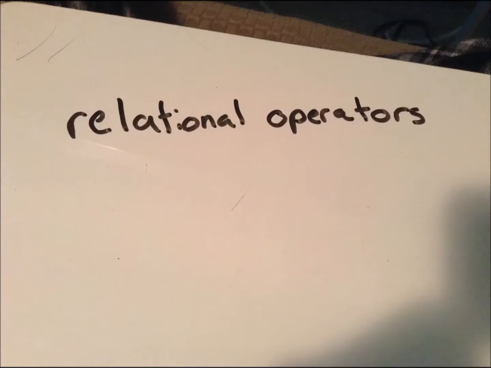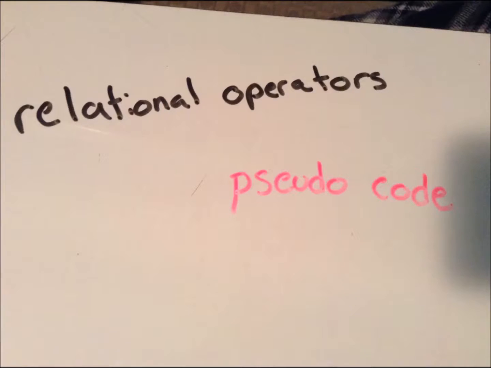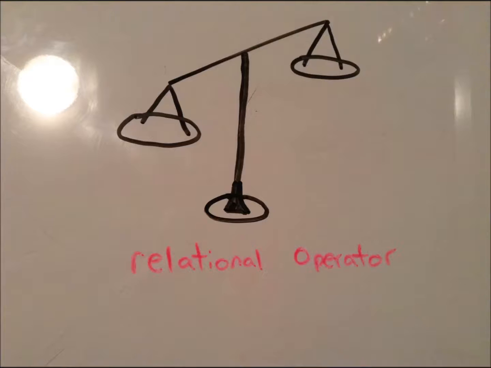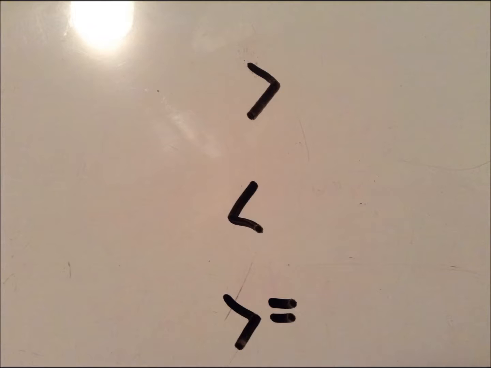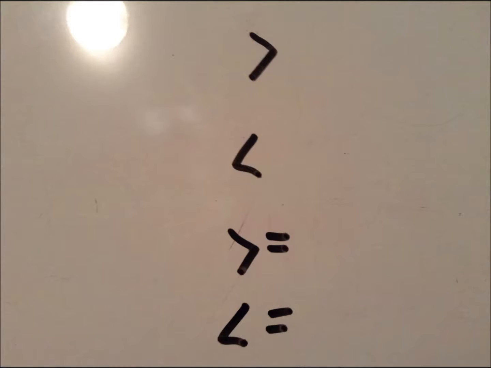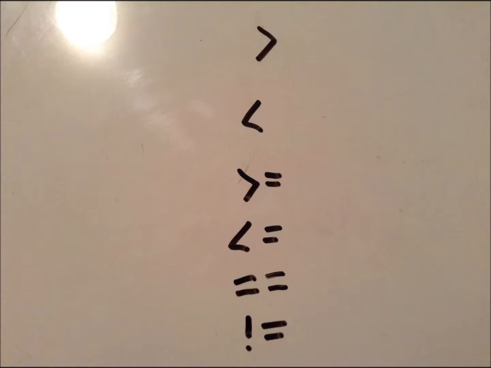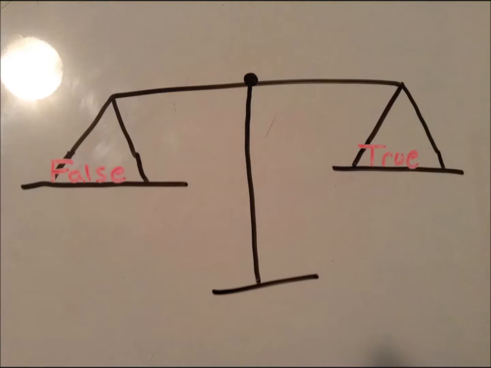Before we get to the tough stuff, I'm going to talk about relational operators, pseudocode, and algorithms. A relational operator is a binary operator that compares two values. The following symbols are used: greater than, less than, greater than or equal to, less than or equal to, and finally, not equal to. The result of a relational expression is a Boolean value of either true or false.